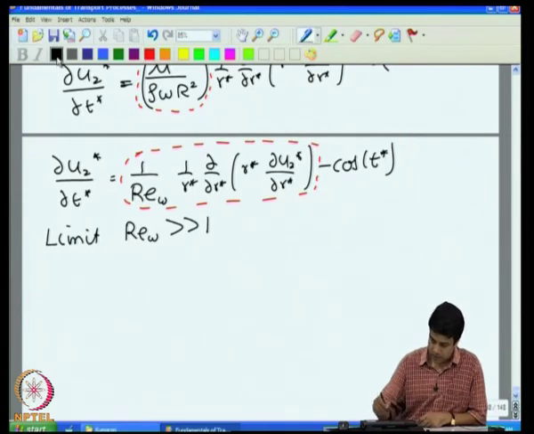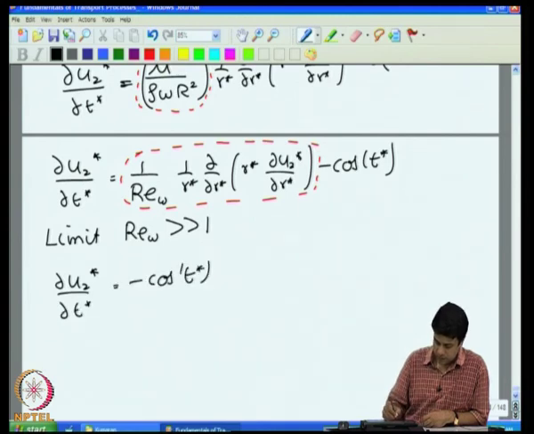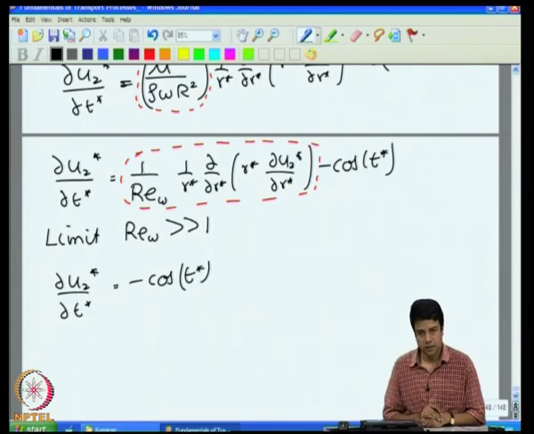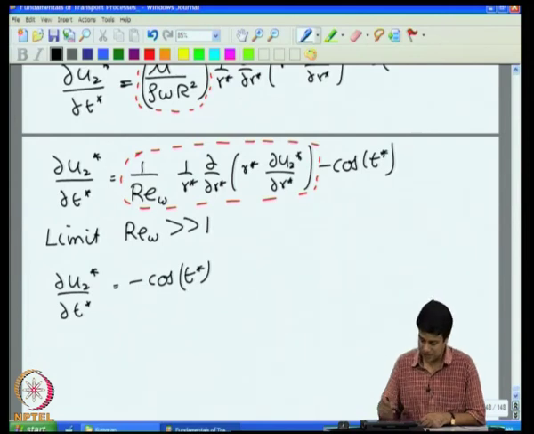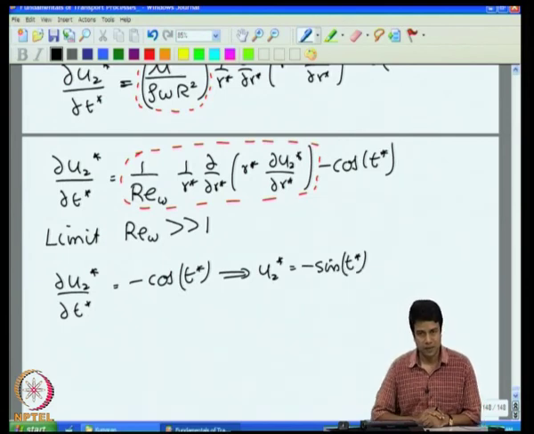So, what happens if you do that? You get d u z by d t is equal to minus cos t. This can be integrated quite easily. d u z by d t is equal to minus cos t implies that u z is equal to minus sin t. So, this is the solution in the limit of high Reynolds number.